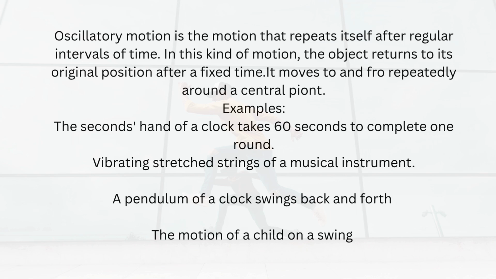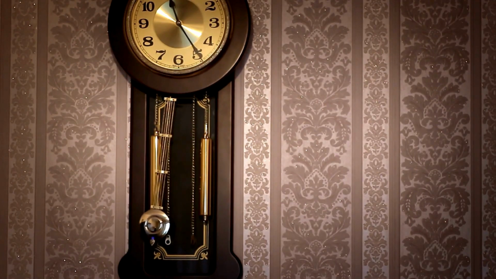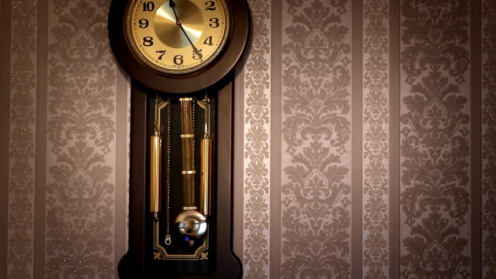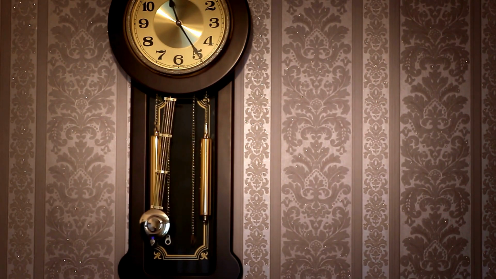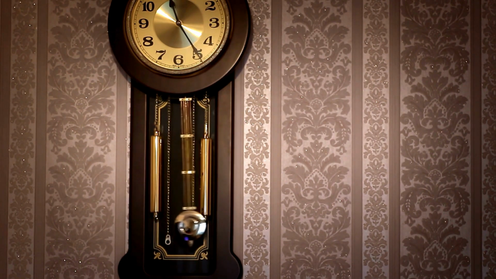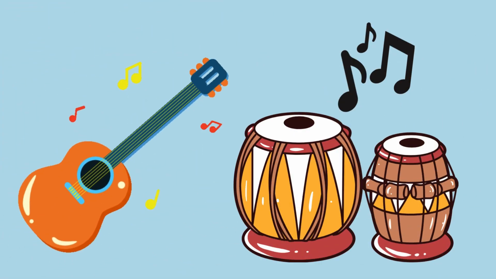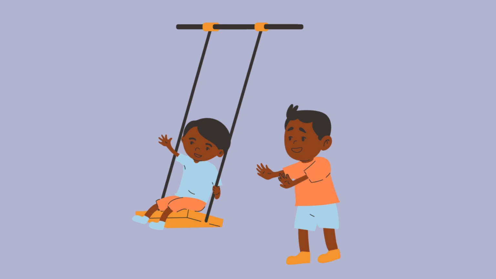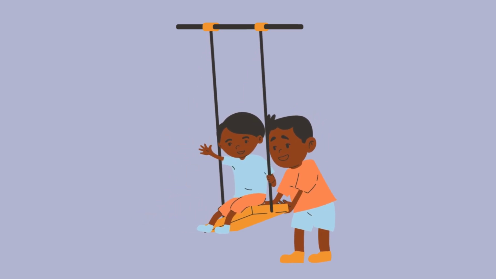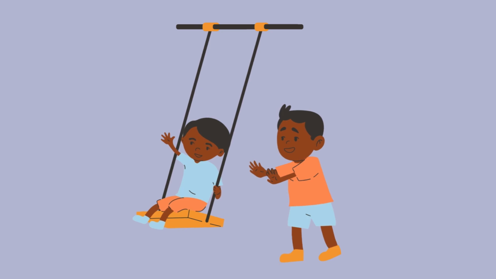And the third one is oscillatory motion. That is a motion that repeats itself after regular intervals of time. In this kind of motion, the object returns to its original position after a fixed time. It moves to and fro repeatedly around a central point. For example, vibrating stretched strings of a musical instrument, the pendulum of a clock swinging back and forth, the motion of a child on a swing. So all of these are examples of oscillatory motion.